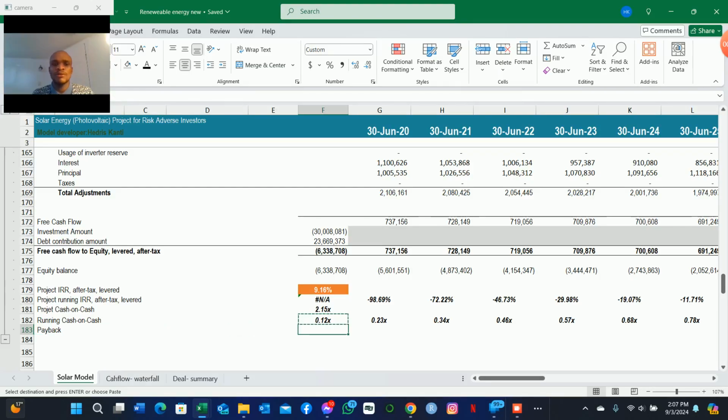Hopefully I'll see you in the next video, where we talk about the cash flow waterfall for the joint venture, and how we're going to be splitting this initial investment amount between the general partners and the limited partners.